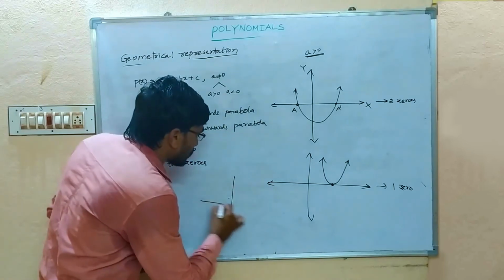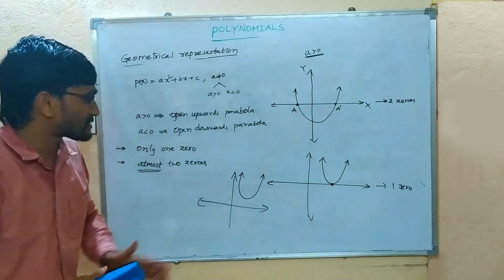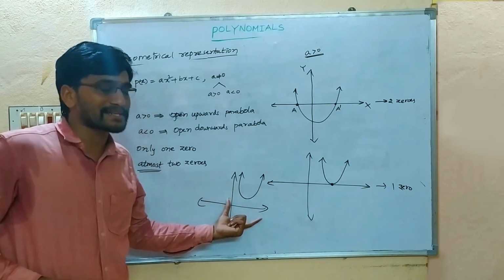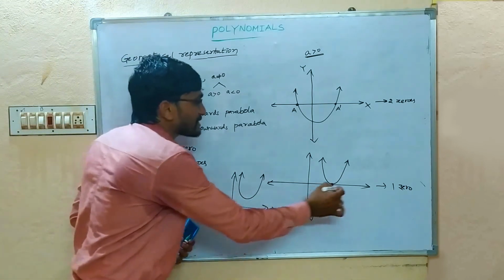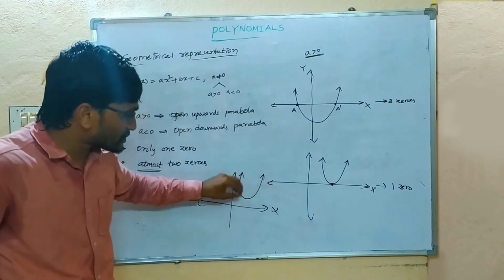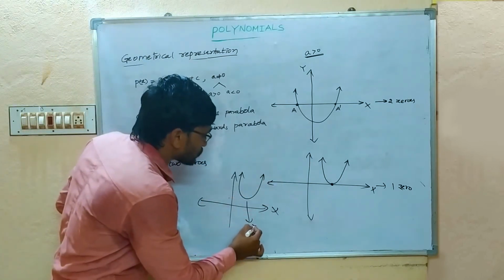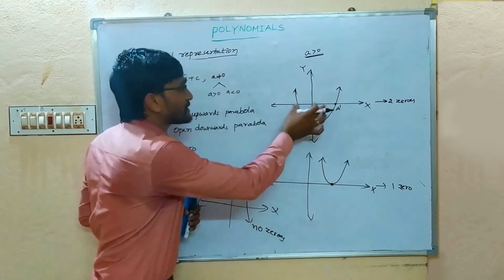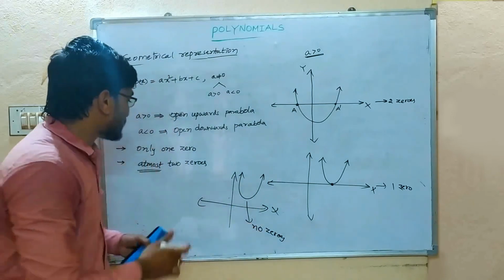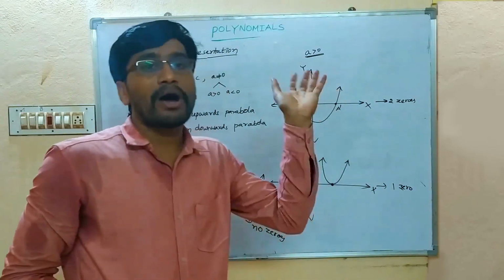And suppose the graph is like this. The graph does not intersect the x-axis at any point, so it has no zeros. If a graph intersects at two distinct points, two zeros; only one point, one zero; no points, no zeros. That means it has at most two zeros. The quadratic polynomial has either two zeros or one zero or no zeros.